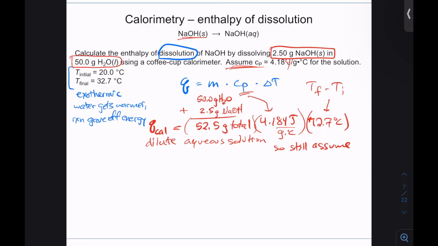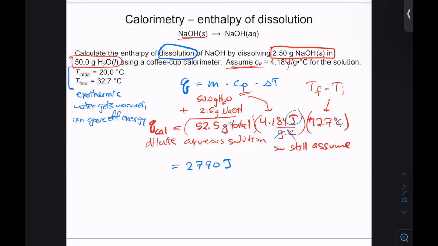And we get a number that's in joules, right? The units here will cancel. Grams with grams, degrees Celsius with degrees Celsius. We're left with the units of joules. So this is going to equal, I'll just round this up to 2790 joules. That's how much thermal energy was taken up by the water in the calorimeter when we dissolved 2.5 grams of NaOH in 50 grams of water.